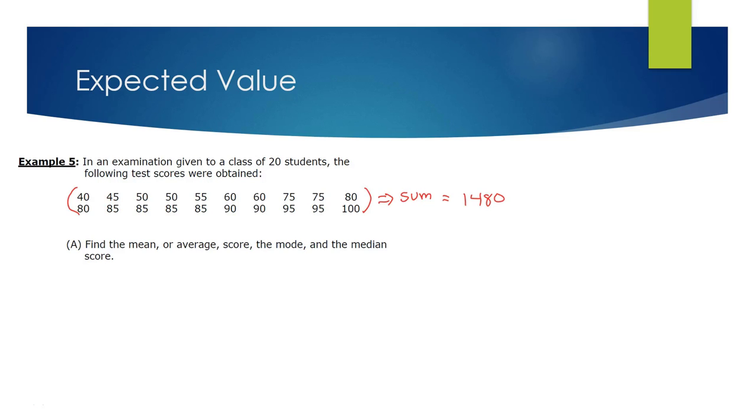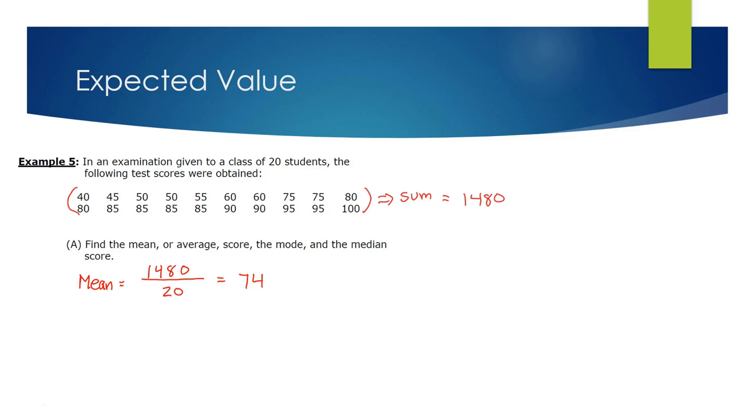If I take the sum of them, I do get 1,480. And I know there's 20 of the students here, so I have 20 scores, which total 1,480. But I'm going to divide that by 20 to figure out what the average score is. And so the average score is going to be 74.